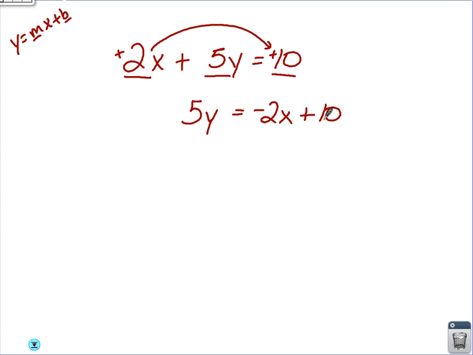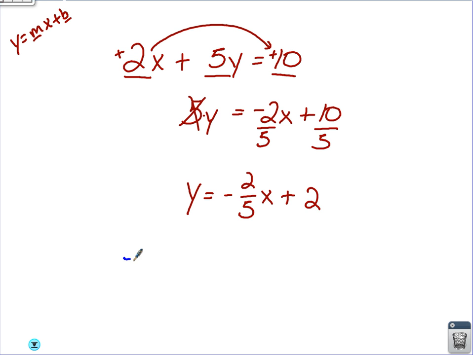After moving your 2x, we now have to get rid of this 5. Since 5 is being multiplied by y and we want to only get rid of our 5, we're going to divide. So we're going to divide every term on the other side of the equal sign by 5. And I'm left with y equals 2 divided by 5 is going to give us a decimal. 2 divided by 5 or 2 over 5 will not reduce. So we're going to leave that as negative 2/5. Leave our x. 10 divided by 5 is divisible. 10 divided by 5 is 2. So what we've done, our equation 2x plus 5y equals 10, we've gotten it into slope-intercept form.